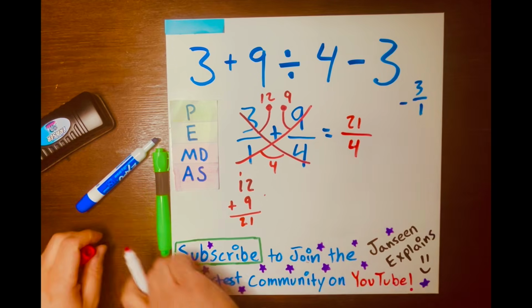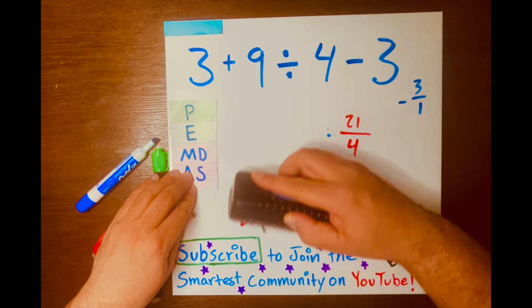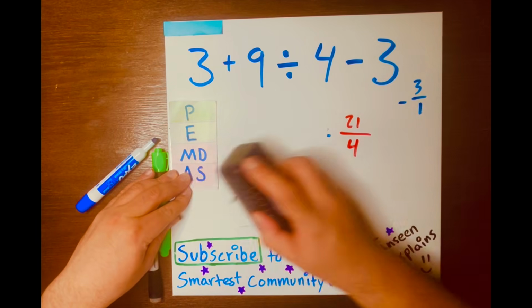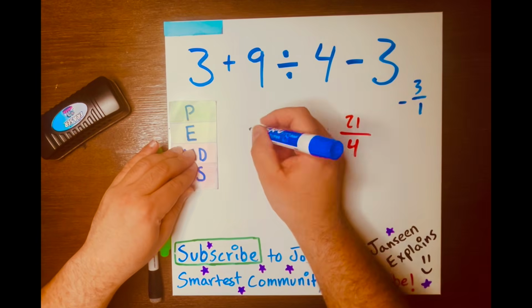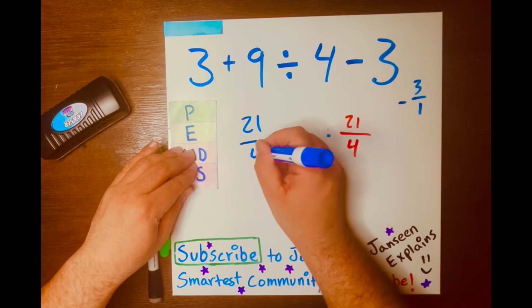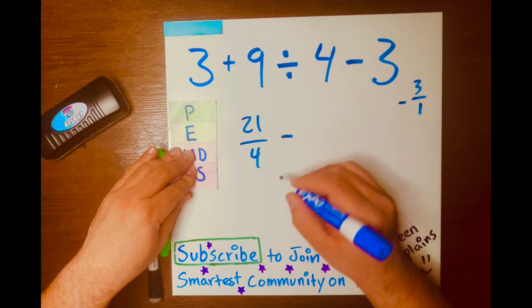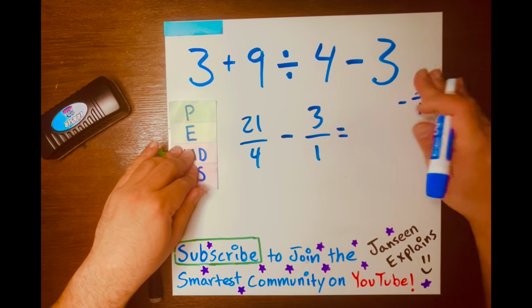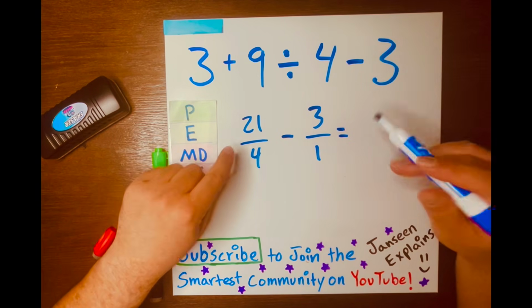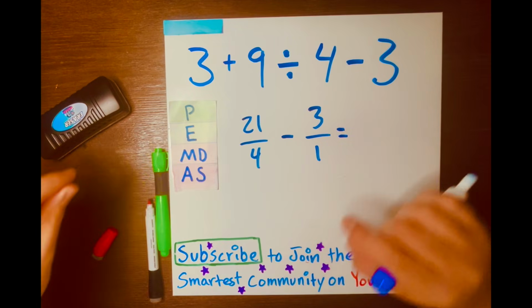Now I am going to erase all this part. All this. We don't need this part. There. I'm going to rewrite this 21 over 4 on this side. And let me go ahead and bring down the minus 3 over 1 equals. Now we are looking at 21 over 4 minus 3 over 1.